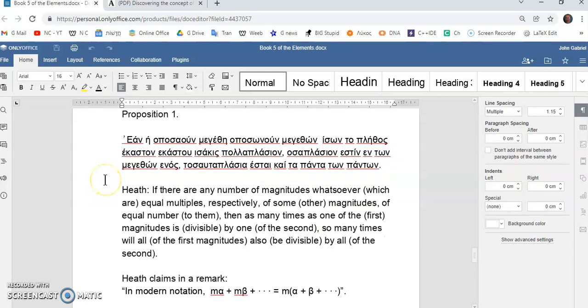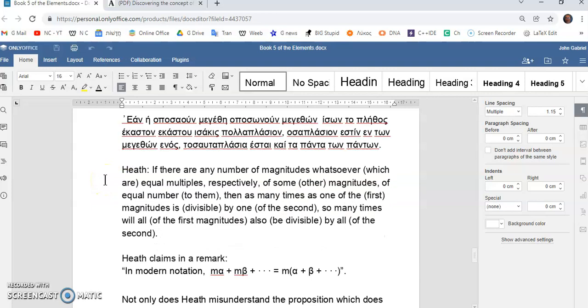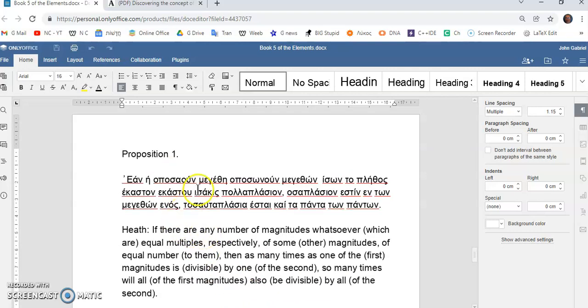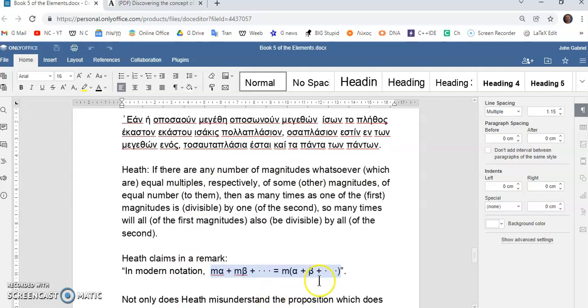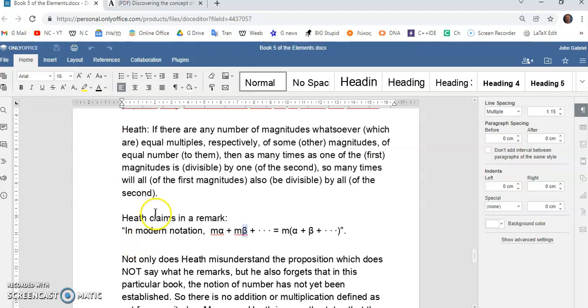Now proposition 1 states that, well, first of all, let's see what Heath says. Heath says that in modern notation m times a plus m times b is equal to this here. Now that's in algebra, but we haven't reached algebra yet, and so this proposition here isn't actually saying what Heath is claiming here, because already by this stage m is a measure, a is a measure, and alpha and beta are measures. We don't have measures yet at this stage.